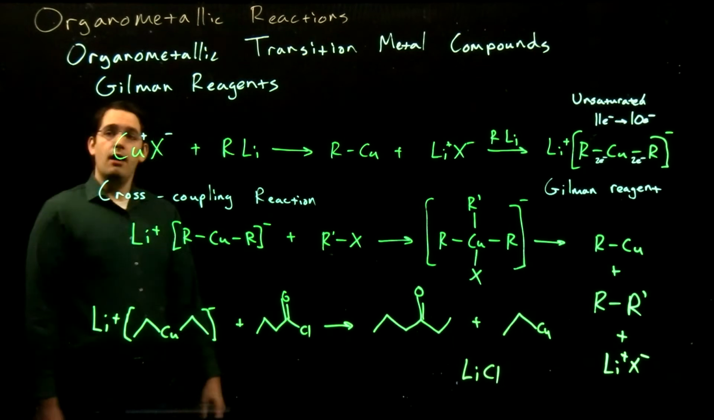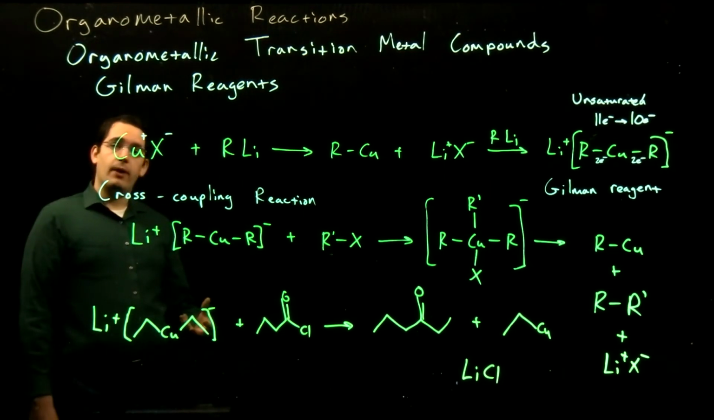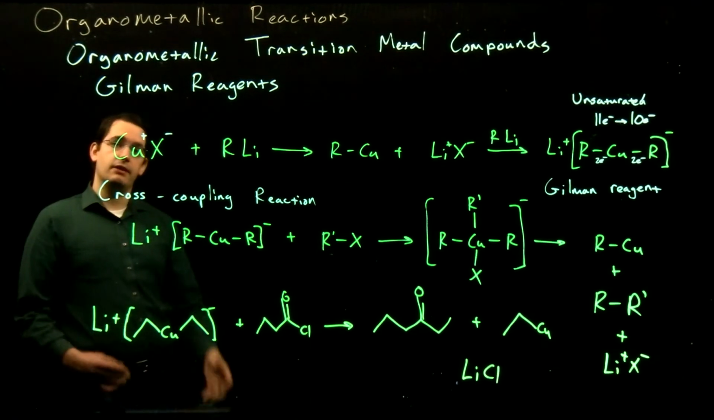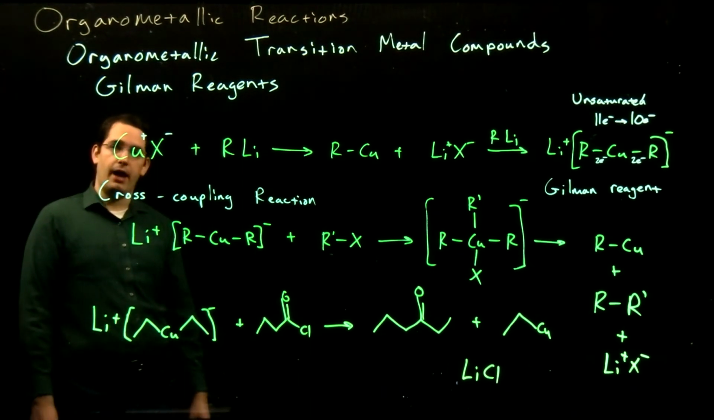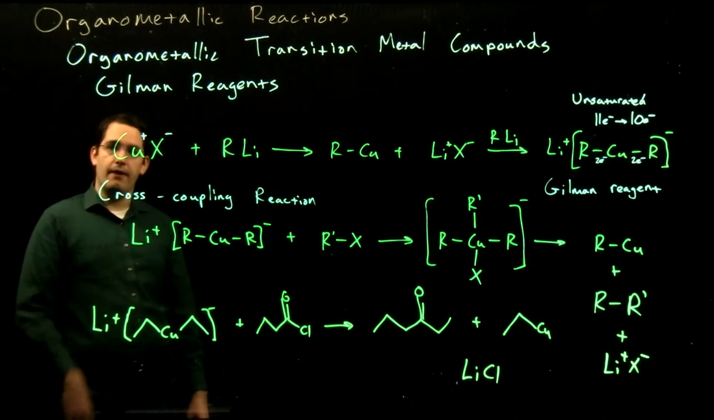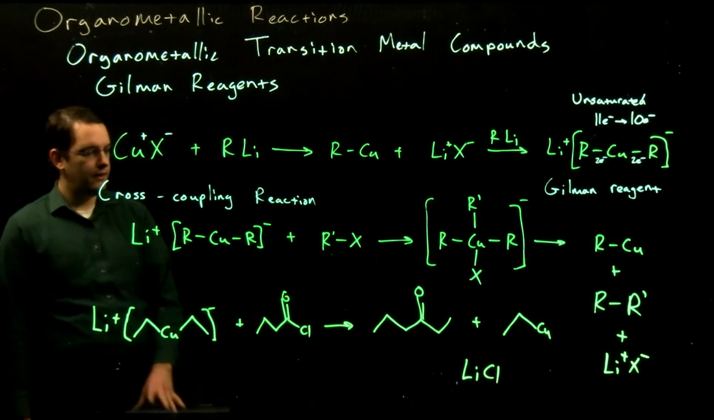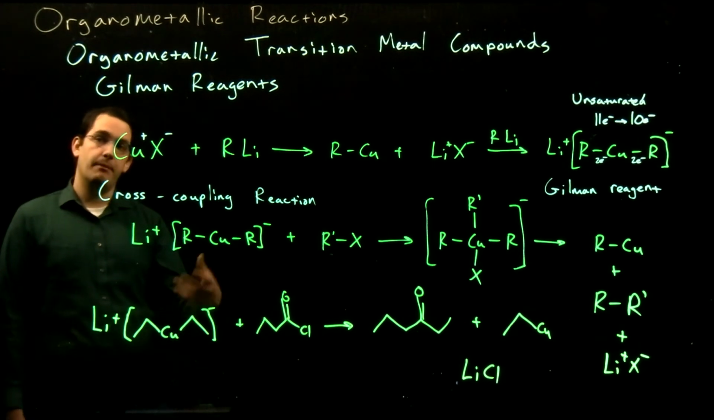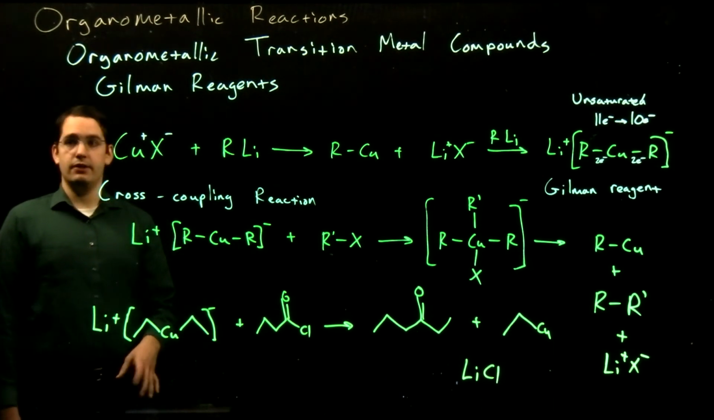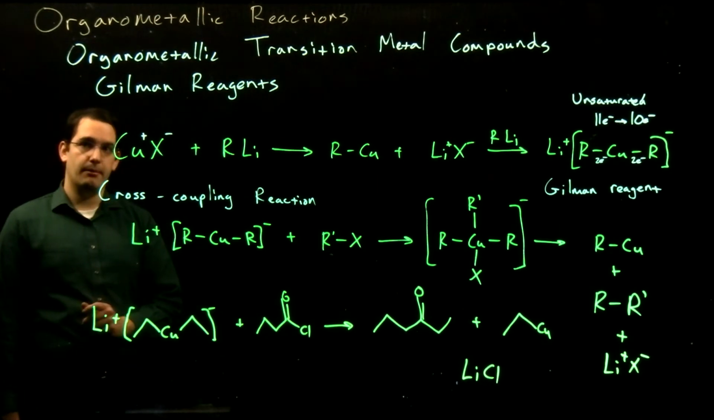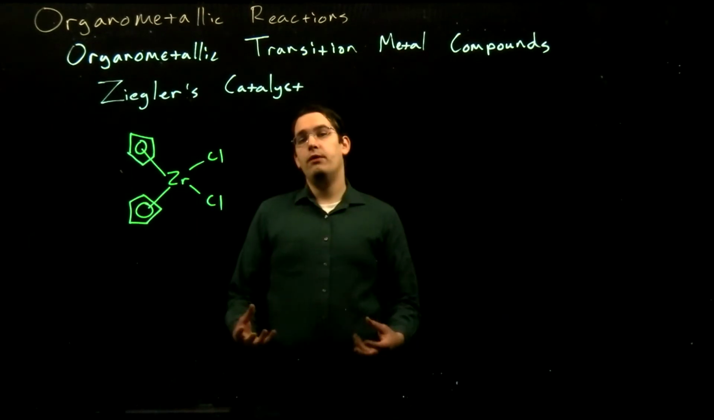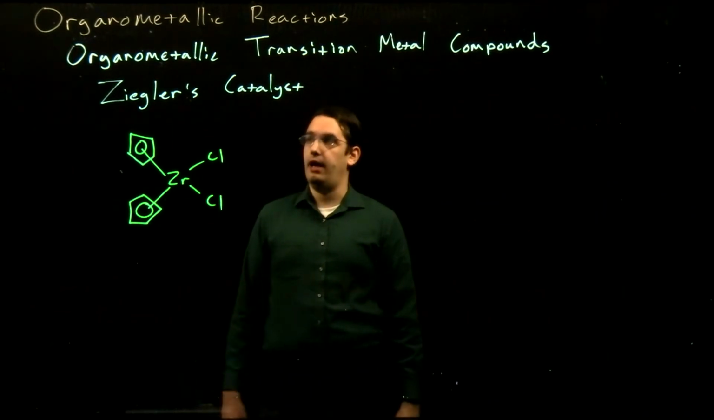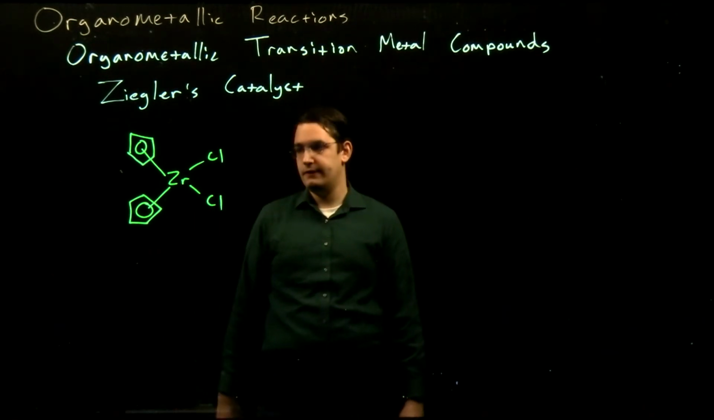Now these cross-coupling reactions are actually quite common. We can use a variety of different transition metal complexes to do slightly different cross-coupling reactions, but that's actually beyond the scope of this course. So this Gilman reagent is just one example of some of the many different cross-coupling reactions we can do with these sort of complexes. One final example of a transition metal complex catalyst that we'll look at is Ziegler's catalyst.